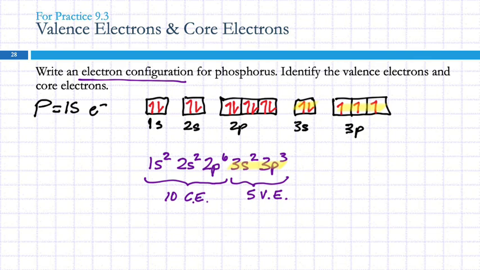If we wanted to, could we write it as Ne and then the 3s2 and 3p3? Like the Ne in the brackets? Oh, since that's last, yes, the noble gas configuration? Yeah, we could. So if we wanted to do the noble gas configuration, we'd find phosphorus on the periodic table.